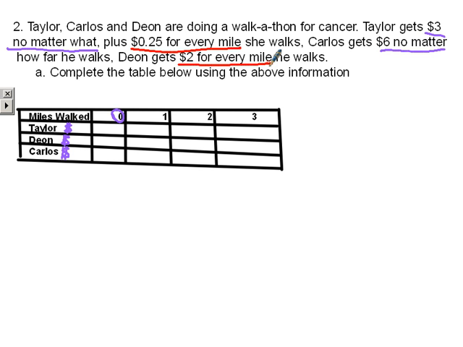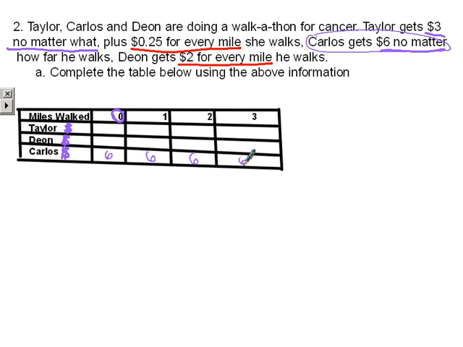So I'm going to start with the one that I think is easiest for me, and that's Carlos, because Carlos gets $6 no matter what. That means if Carlos walks 0 miles, he still gets $6. If Carlos walks 1 mile, he still gets $6. If he walks 2 miles, he still gets $6. If he walks 3 miles, he still gets $6.